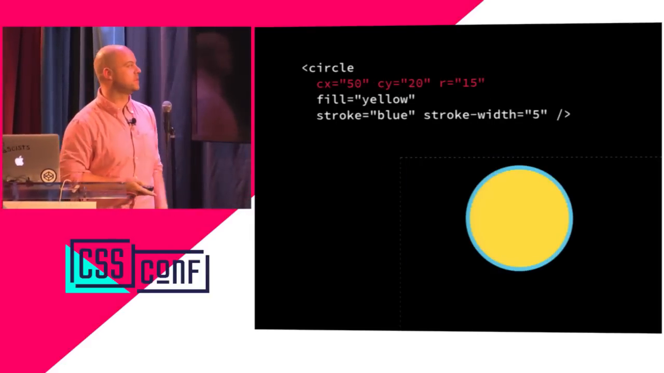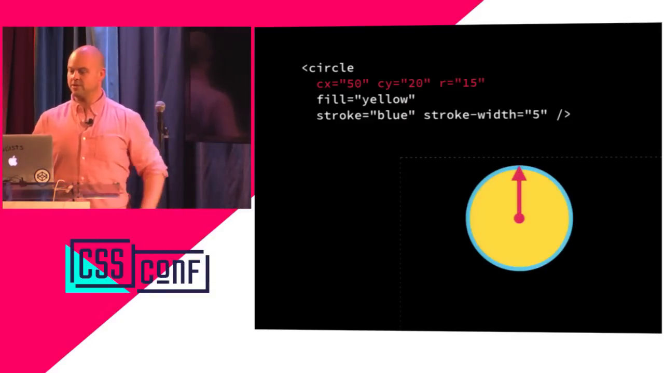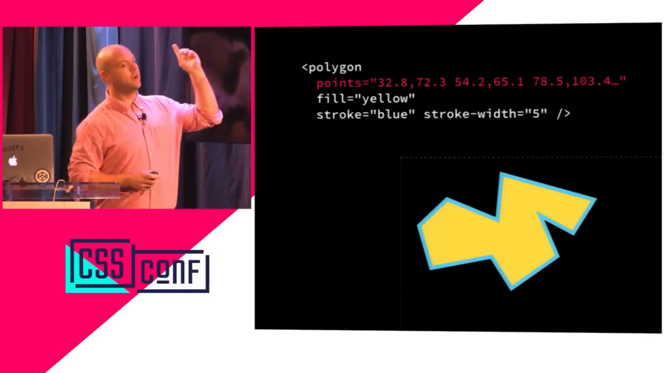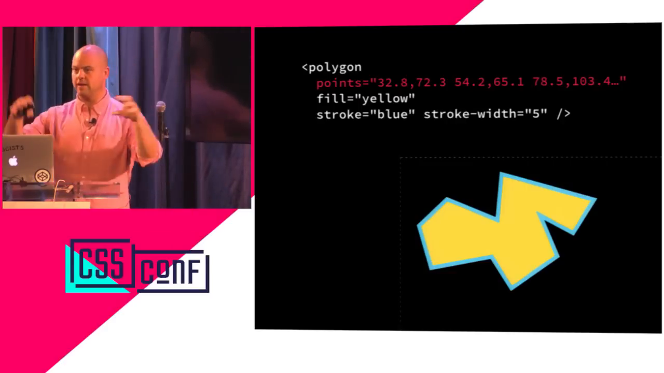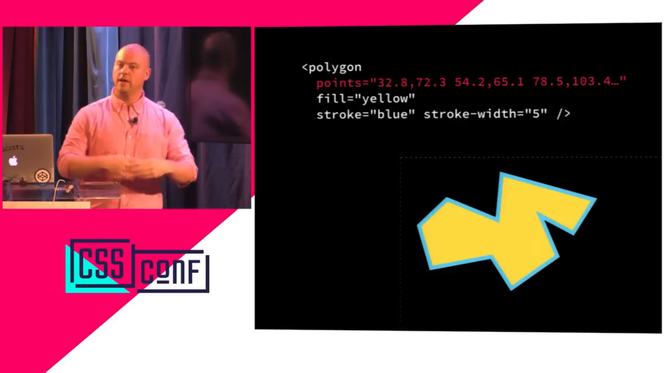Pretty nice there. Circles work the same way. There's an X and Y coordinate and a radius involved, and it draws a circle there. So pretty easy to understand system there. There's X, Y points, and that's how a polygon works, is just X, Y points, and it draws a shape between them. You can kind of draw anything.